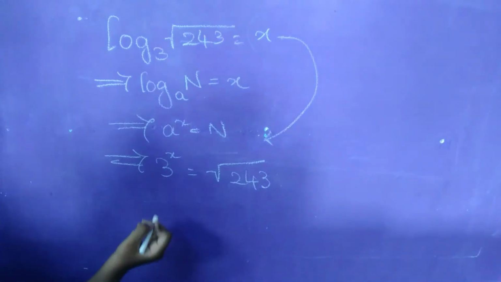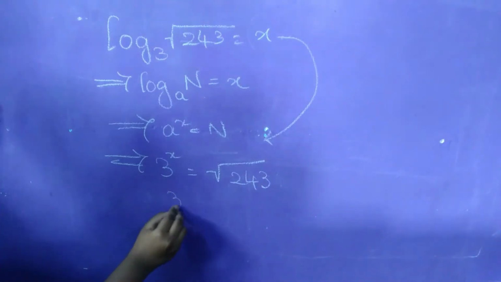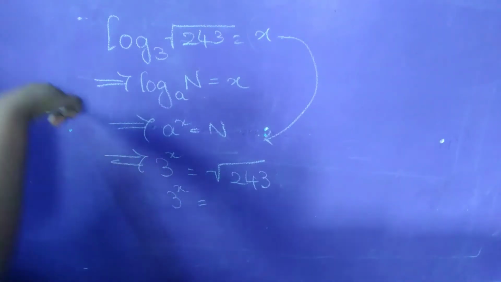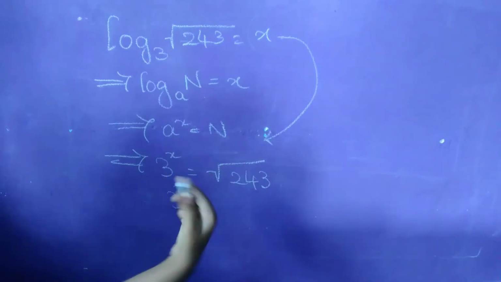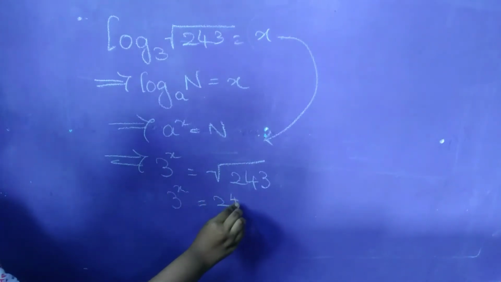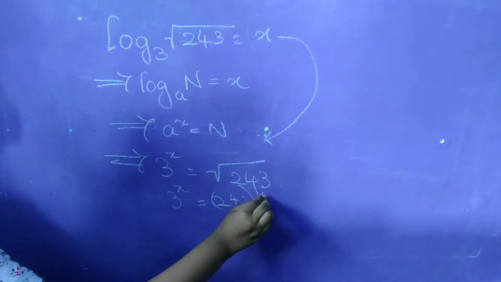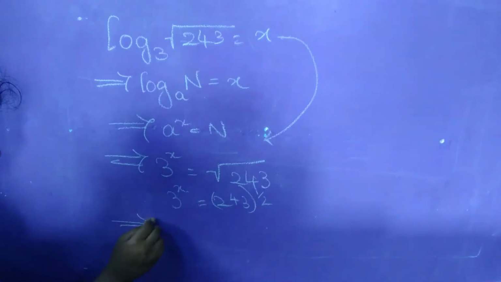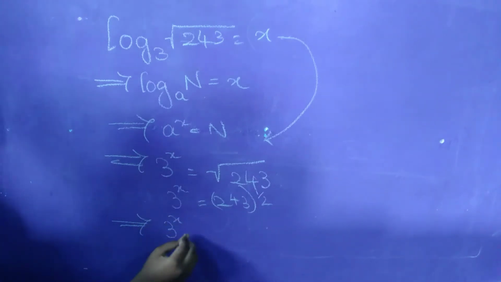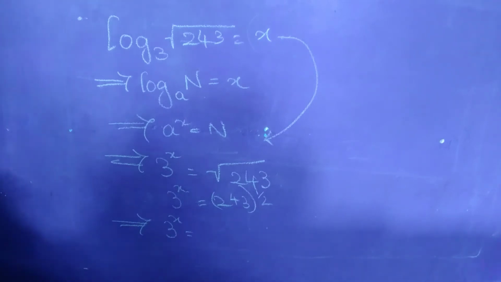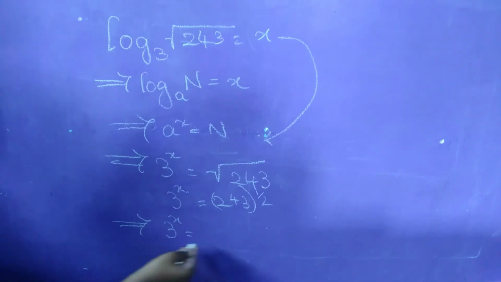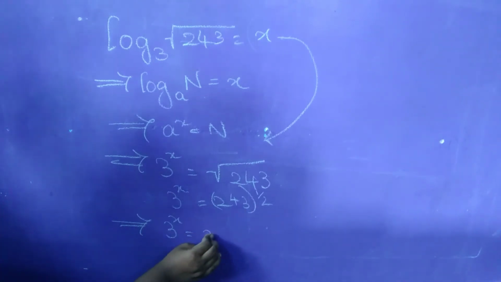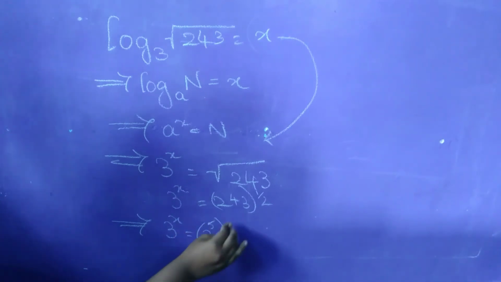Now if we simplify this further, it will be 3 power x will be equal to root 243. Root 243 can be written as 243 power 1 by 2, as we are taking out the square root. So it will be 243 power 1 by 2. Now if we simplify this further, we get 3 power x will be equal to this 243. When we do prime factorization for this 243, we will get it as 3 power 5. Why I am taking only 3 power 5 is to make the bases in LHS as well as in RHS equal. So 3 power 5 whole power 1 by 2.